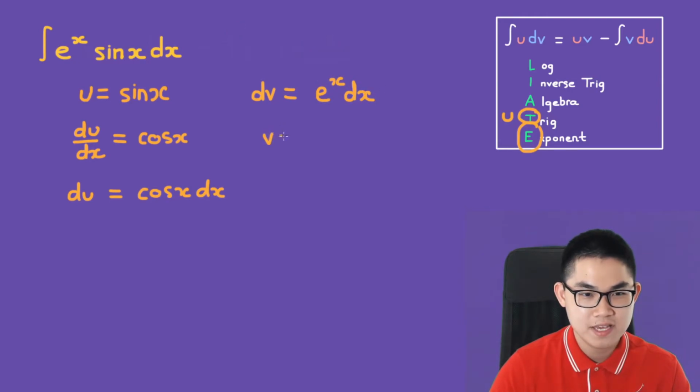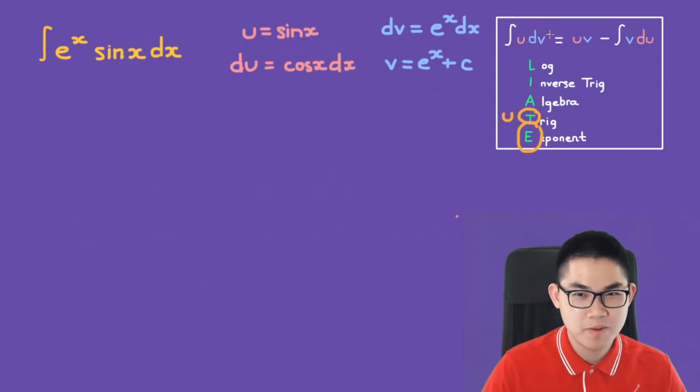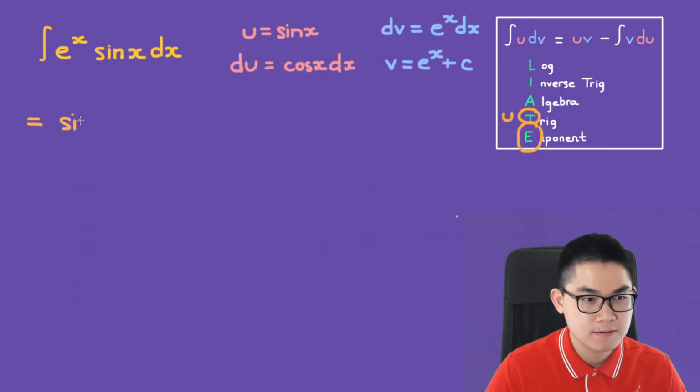To find v, we need to integrate. So we have the integral of e to the power of x dx, which is the same as e to the power of x plus c. So using the formula, we have the integral of u dv. So this is the integral of u dv, and that's equal to u times v. So u is sine of x times v, right? And v is e to the power of x plus c. But you always ignore the plus c.